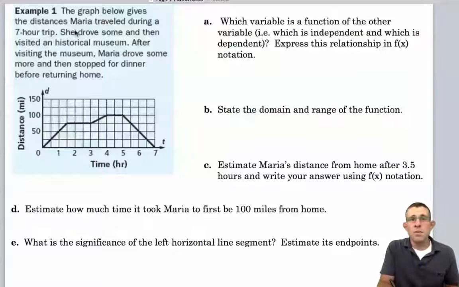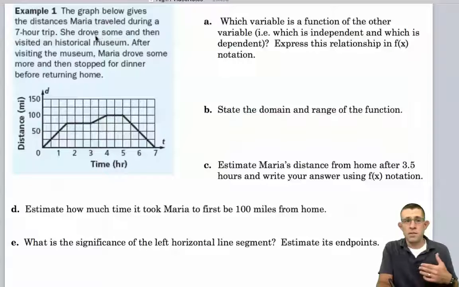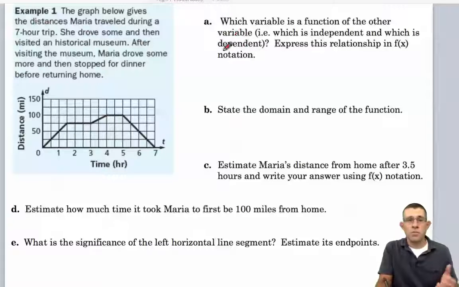In example 1, we see that we have Maria who's traveling a distance on a 7-hour trip. She stopped at a historical museum for some time, drove a little bit further, had dinner, and then she returned home. So let's take a look here and see what we can interpret from this graph. It says, which variable of this function is a function of the other? Which one's the independent and which one's the dependent?